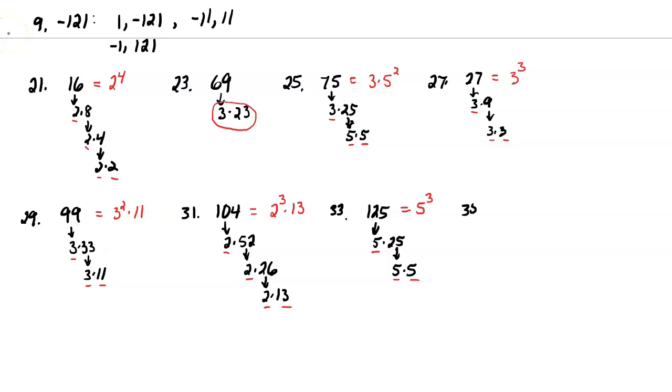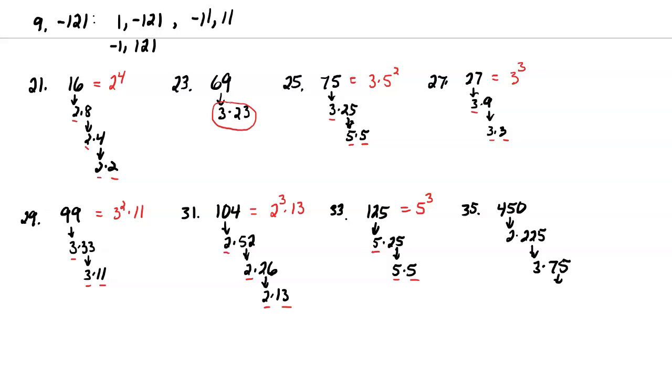Number 35. The number is 450. That's an even number, so it divides by 2 for sure. 450 divided by 2 is 225. Now, 225 is not going to divide by 2. It's not an even number. It does divide by 3 because 2 plus 2 plus 5 adds up to 9, and that sum divides by 3. So 3 times something is 225. Let's use a calculator and find out what. 75.